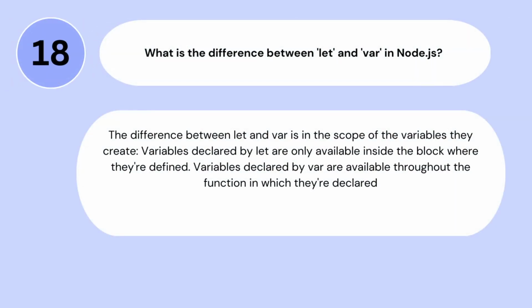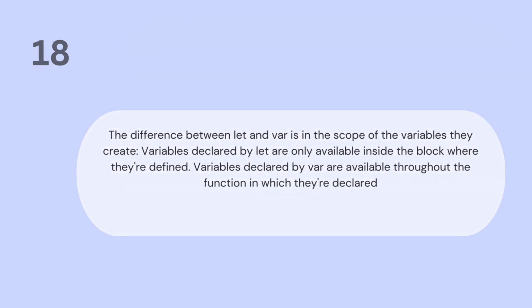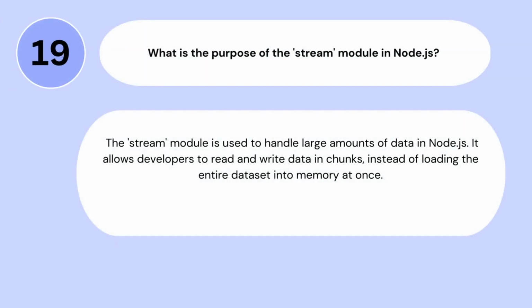What is the difference between let and var in Node.js? The difference between let and var is in the scope of the variables they create. Variables declared by let are only available inside the block where they are defined. Variables declared by var are available throughout the function in which they are defined.